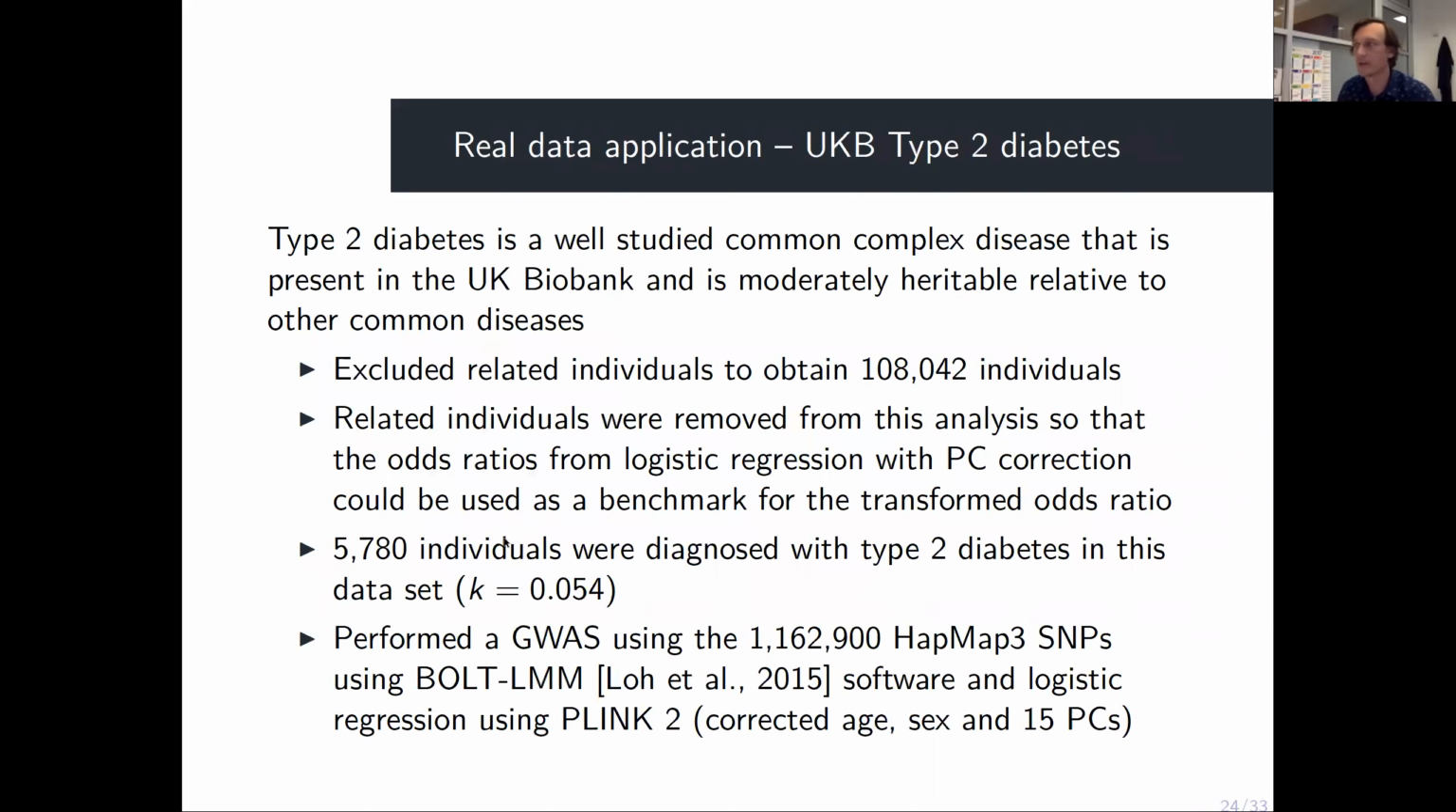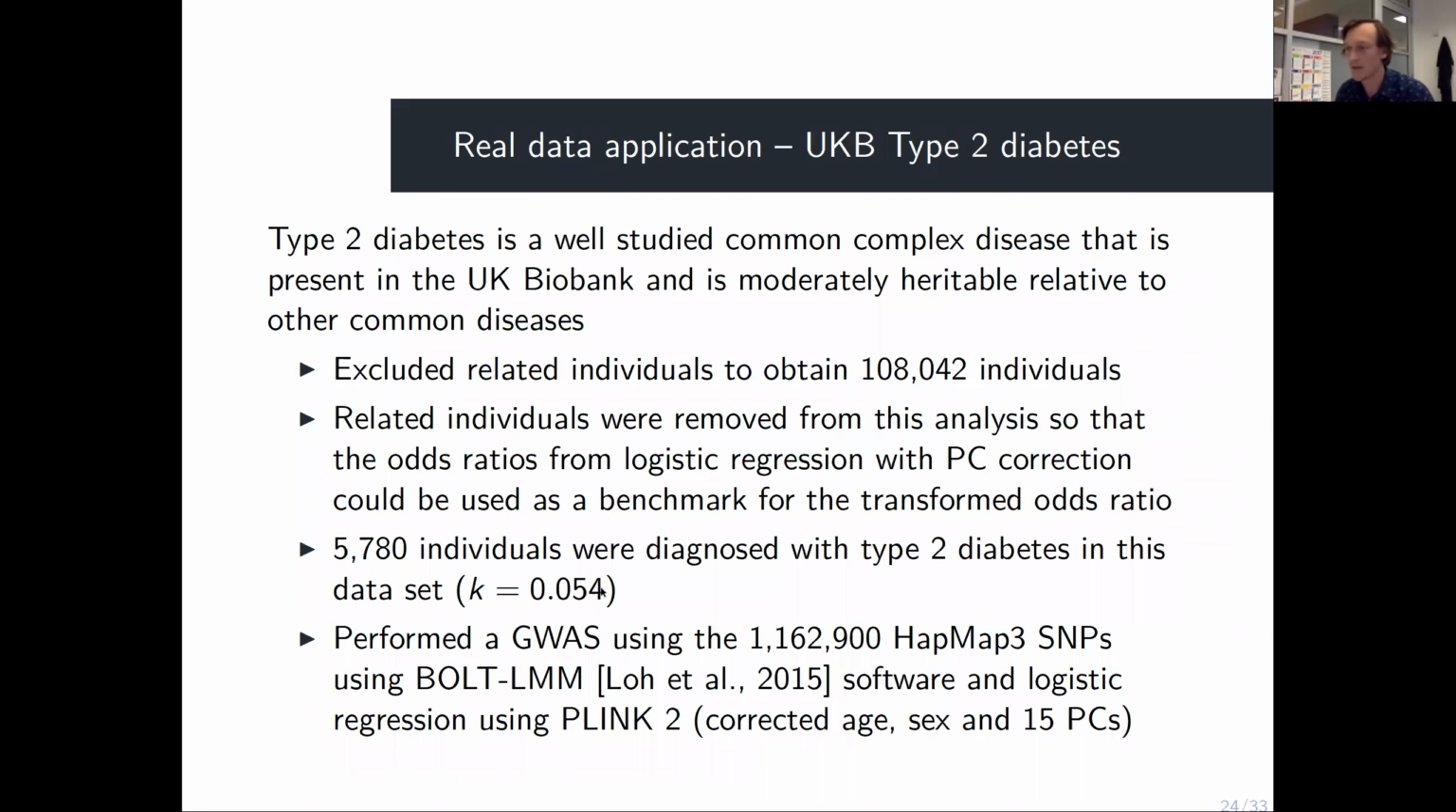What does it look like in real data? So we just took the type 2 diabetes phenotype from the UK Biobank. Why do we do that? Well, it's a reasonably heritable trait, and it's well studied, and so there are some reasonably large effects. We took a subset of just unrelated individuals from the UK Biobank. The reason we did that is, because we don't know the truth anymore, we wanted to have a benchmark, and that benchmark was going to be logistic regression with PC correction. So including the relatives would be a little bit unfair to the logistic regression analysis.